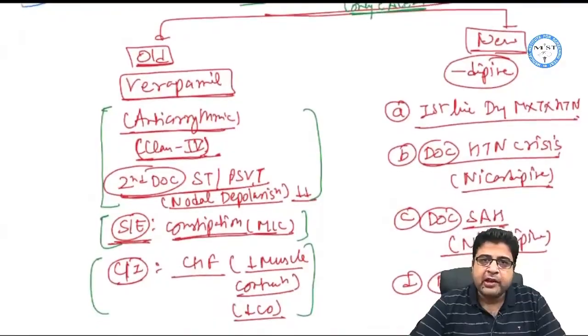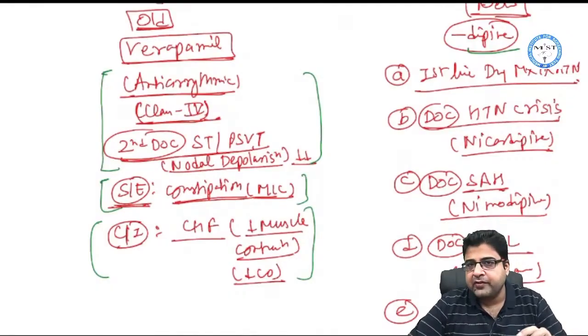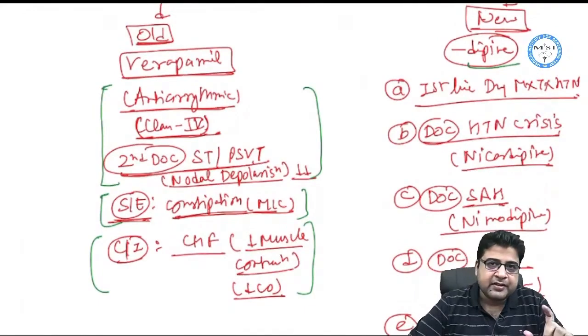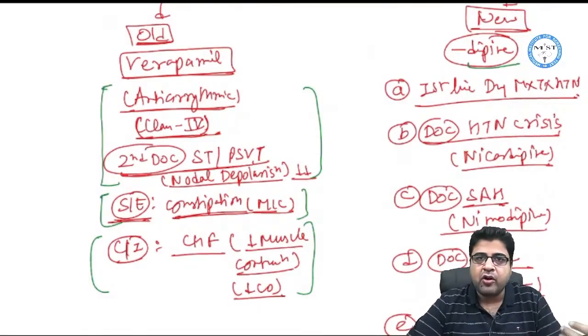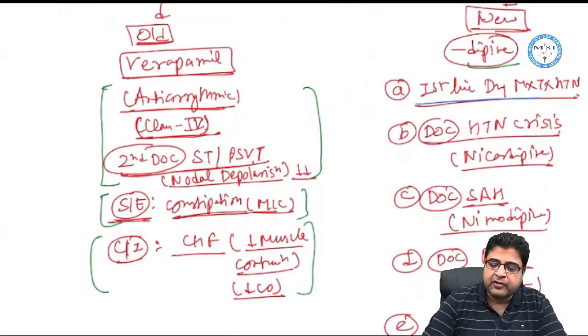Now we have some new calcium channel blockers which end with the word dipine. These new calcium channel blockers are very strong vasodilators. So wherever you want to dilate the vessels, if the patient is suffering from any disease, these calcium channel blockers are always considered as the drug of choice. For example, they are first line drugs for maintenance treatment of hypertension.